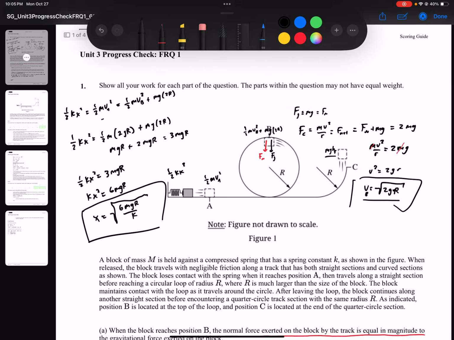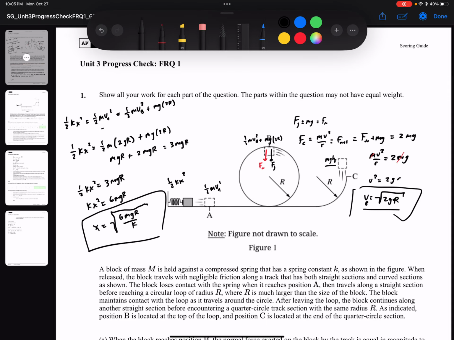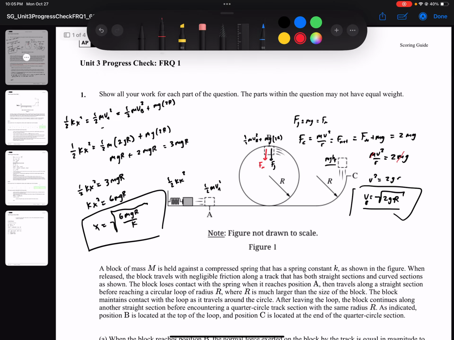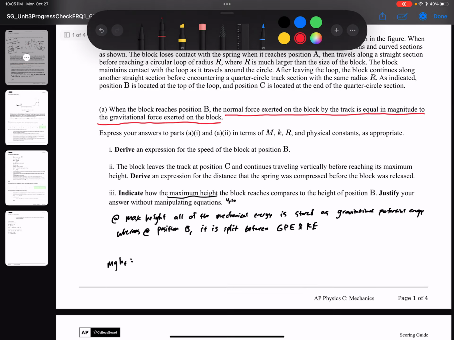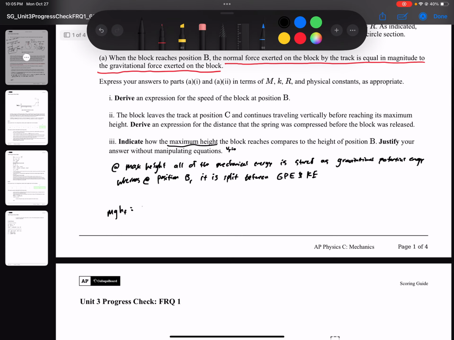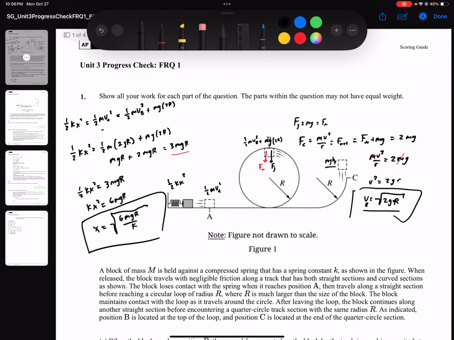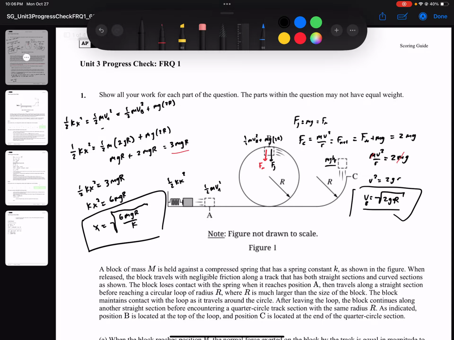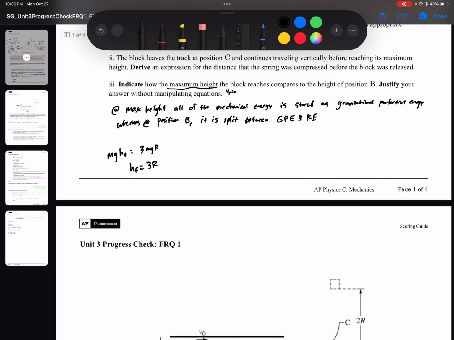So this is where we have this term here, right? We know that the 3mgr represents the energy of the system when it's at the top of the loop-de-loop. So I know that this is equal to 3mgr. The mg's cancel out, and I know that the final height is 3r. At position B, it's at a height of 2r, and then the rest of the energy is stored as kinetic energy, and at max height, it's all potential energy.